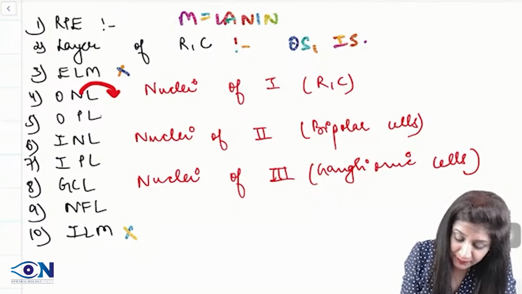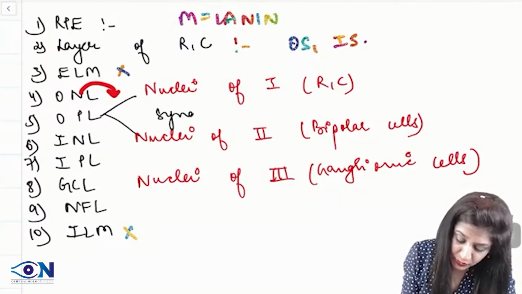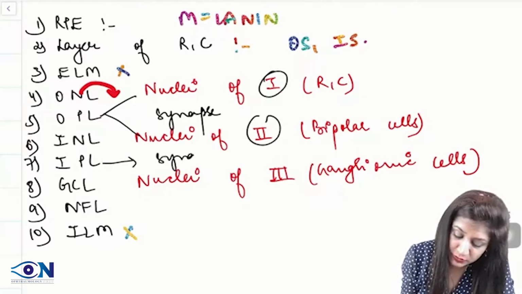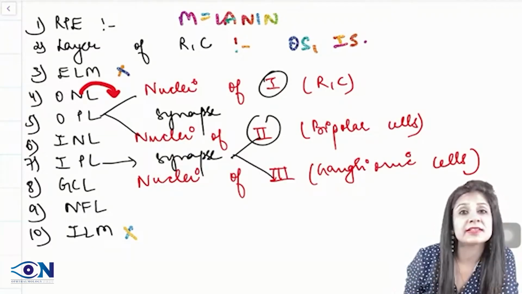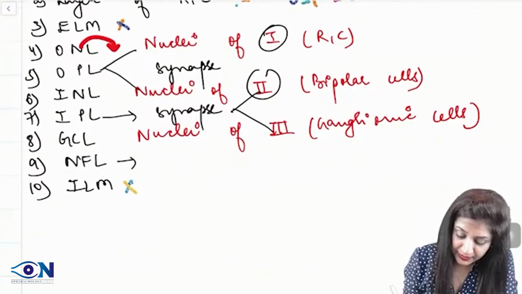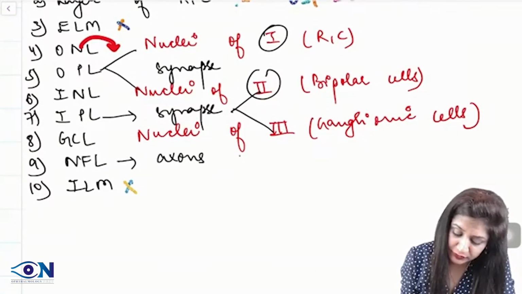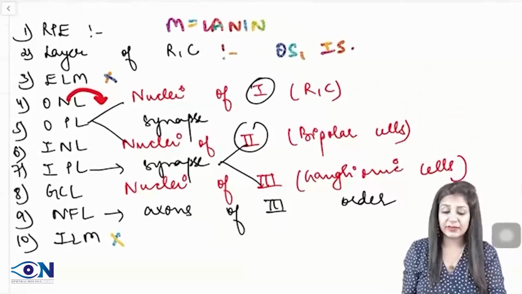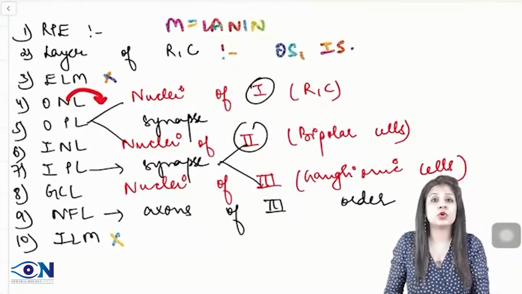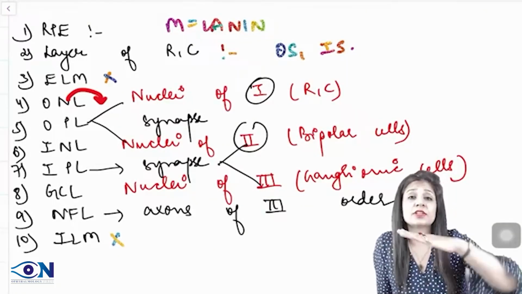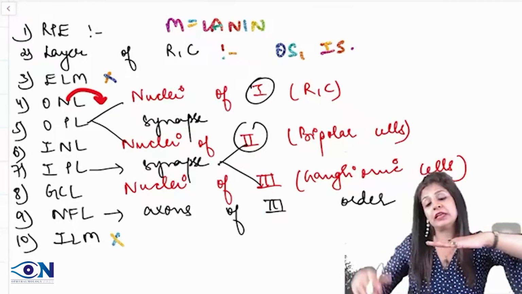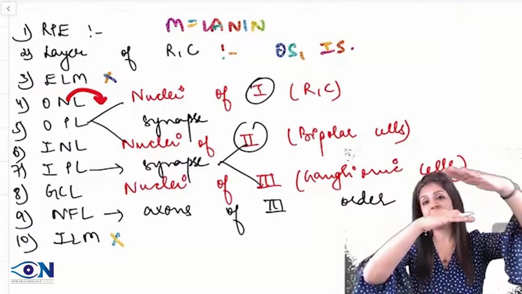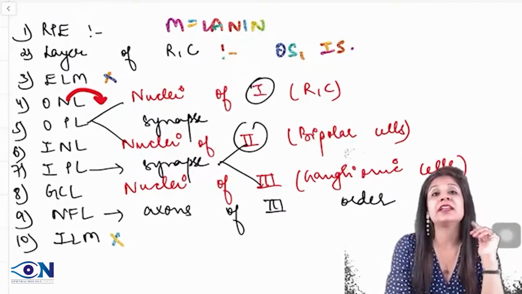Now here we have plexiform. This is the synapse. So this will contain the synapse between first and second, and inner plexiform will also contain the synapse, but this will be between the second and third. And the nerve fiber layer contains the axons of the third order. I do not know what exactly the question was, but you know this. Because it starts with the nuclei of first order, then we have the synapse between first and second, then second order, synapse between second and third, and then the third order. So accordingly, you can easily arrange.